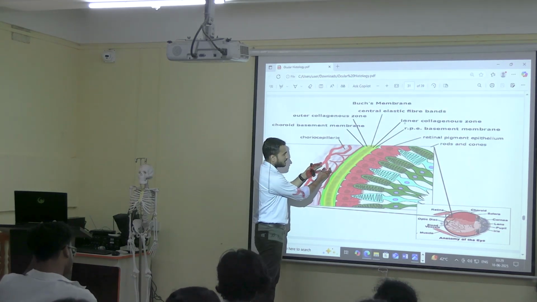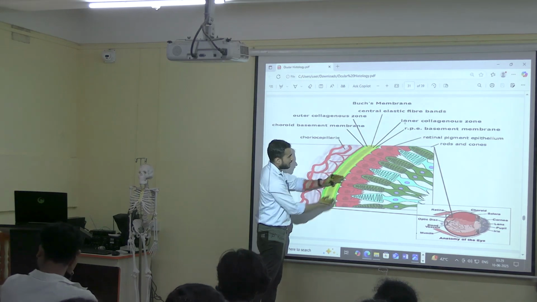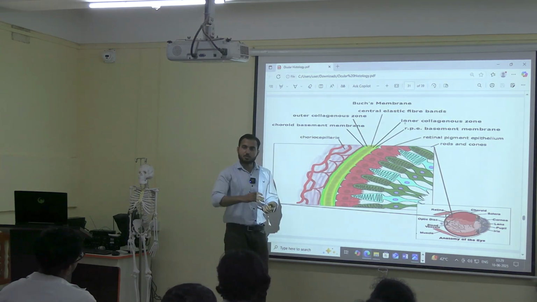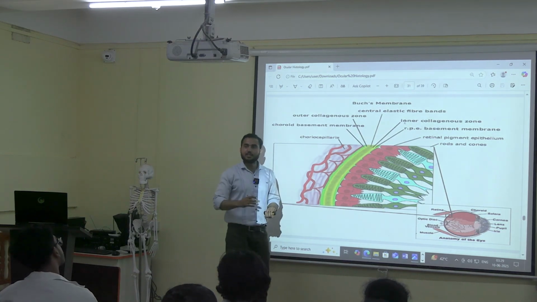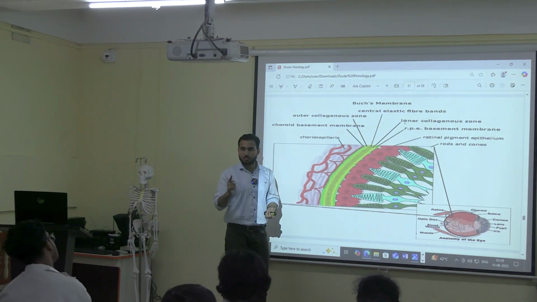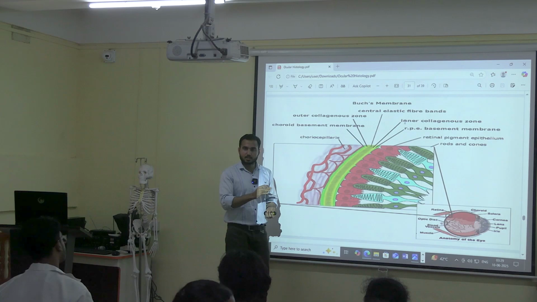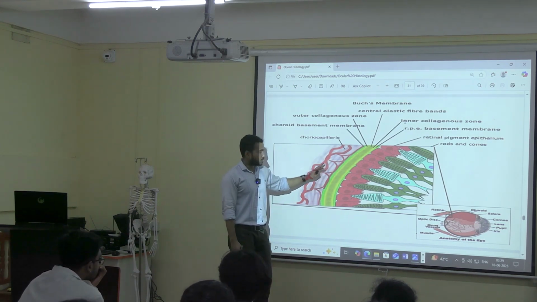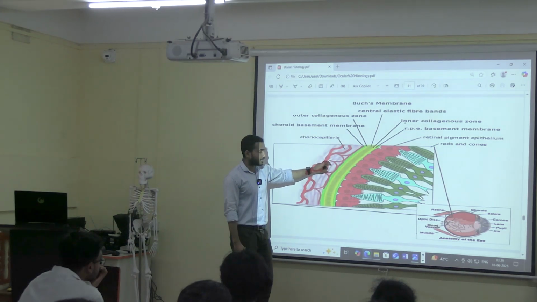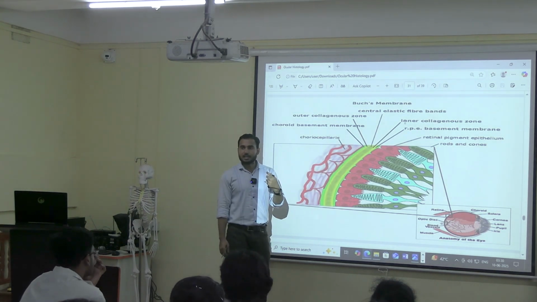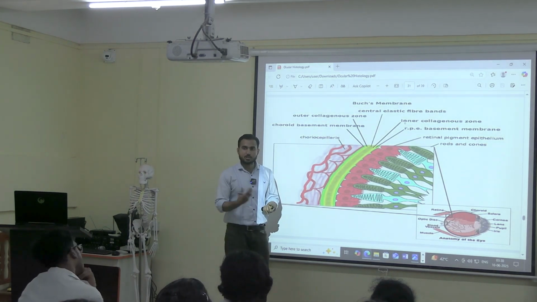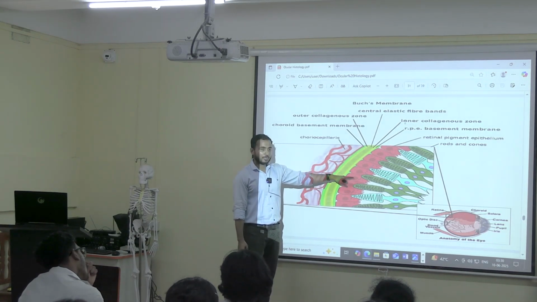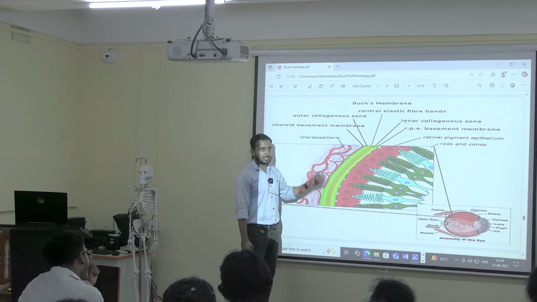So from here the nutrients, through these layers, will go and supply the outer aspect of the retina. The retina has many layers, and all the layers cannot be supplied by a single source. That's why the outer layers are supplied by the choriocapillaries. From here the oxygen and other molecules pass through this membrane and reach over here. The waste material again passes and goes into the blood vessel.